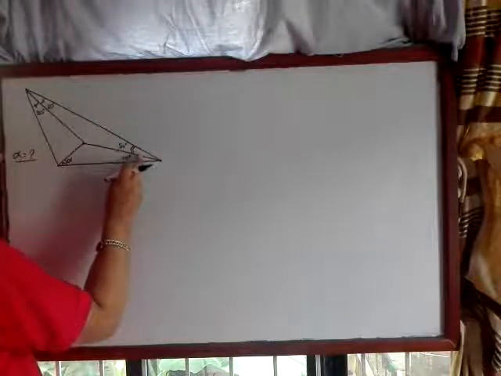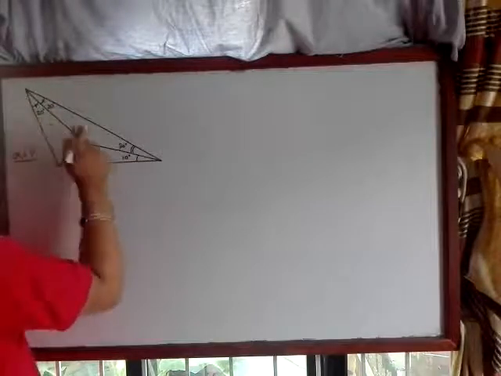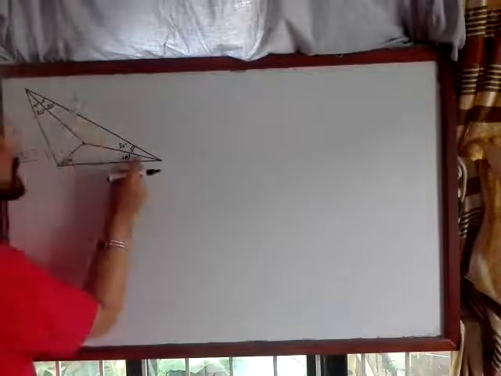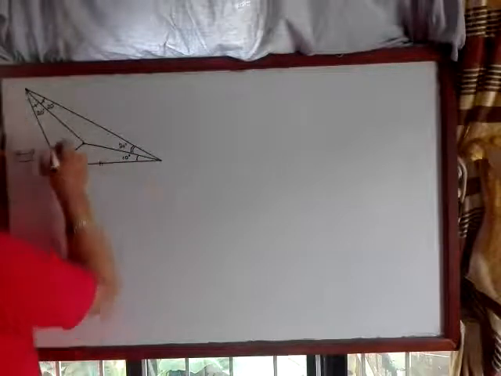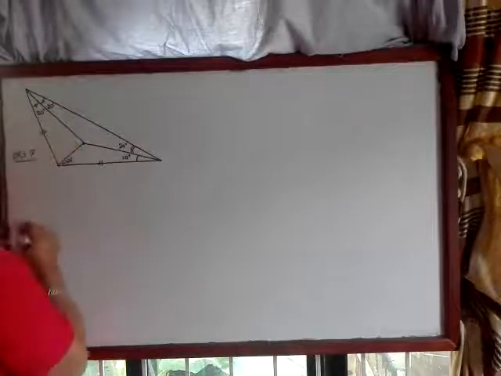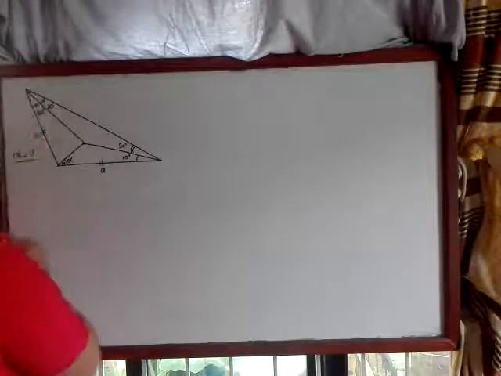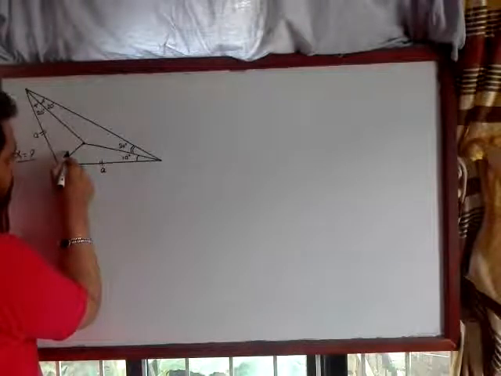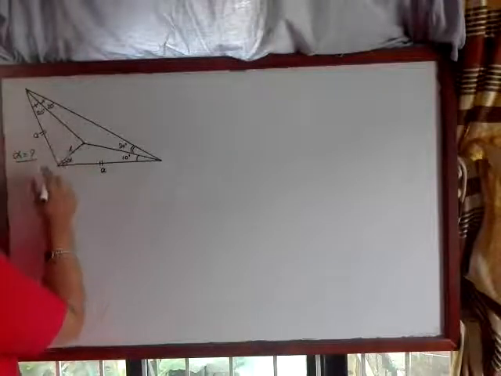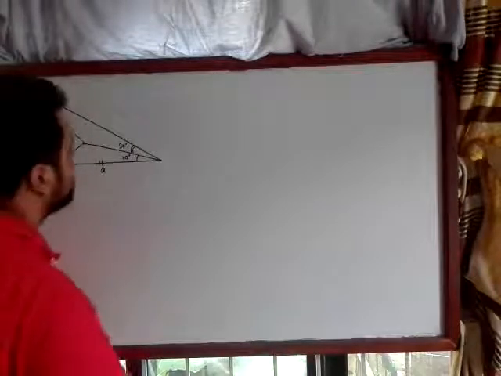30 plus 10 means this angle is 40. 20 plus 20 means this angle is 40. So the sides opposite to the equal angles are also equal. So this side is equal to this side. Let's say this side is A, then this side is also A. Next, let's say this side is B, and this line segment is of length B.